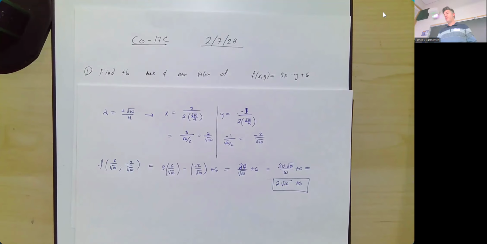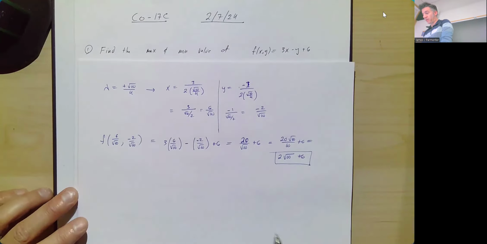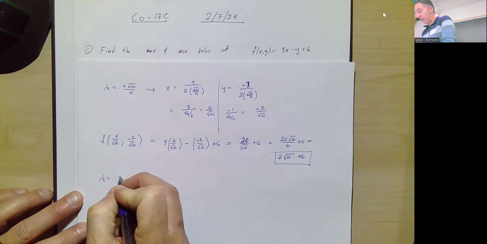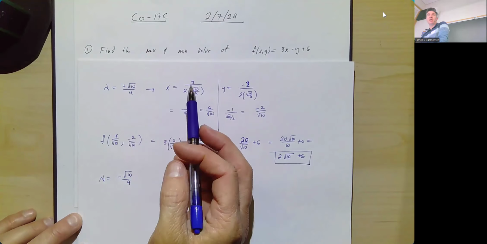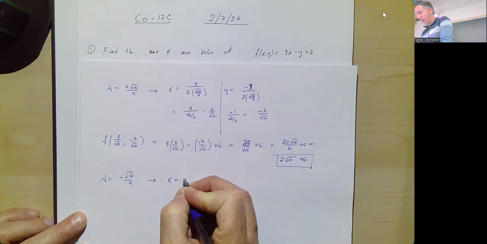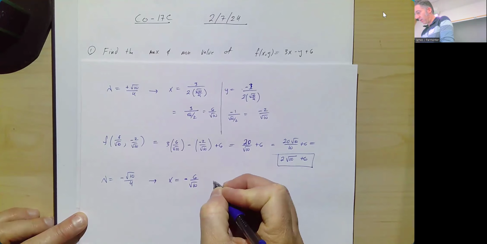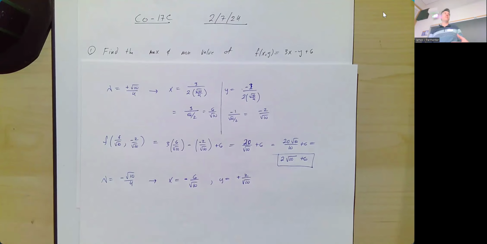Now, here's where you should try to save yourself some work. The other value of lambda is negative root 10 over 4. It's not going to change a whole lot except for the signs. So if lambda is equal to negative root 10 over 4, then I can see that x is going to be the same as it was except the opposite sign. So I shouldn't write all this again. I should just say x is going to equal negative 6 over root 10, and y is going to equal positive 2 over root 10. And that would be a totally fine thing to do on an exam. If you can see that plugging in this gets you something and plugging in this will get you the opposite value, you don't have to go through all this work again.